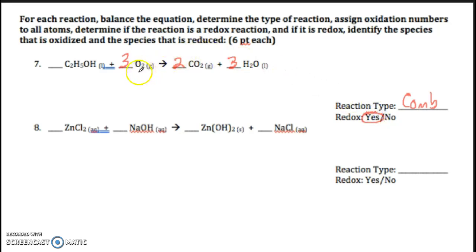So we can assign some things easily. The oxygen by itself is 0. This oxygen is a -2. This oxygen is a -2. This hydrogen is a +1. Over here, that's a +1. That's a -2.